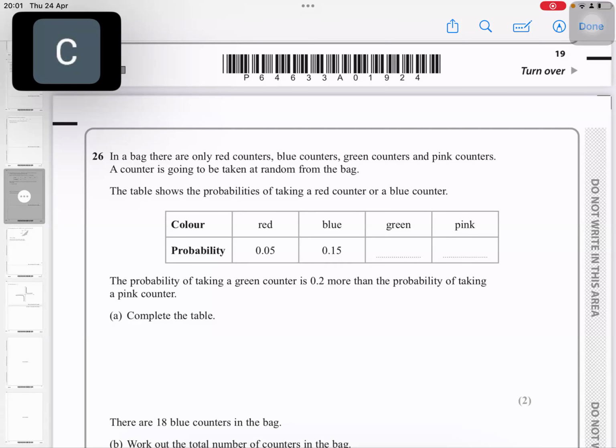The reason it's not times is that they didn't say 0.2 times. They said 0.2 more. Okay. So I think you need to put in questions when they say more versus when they say times.